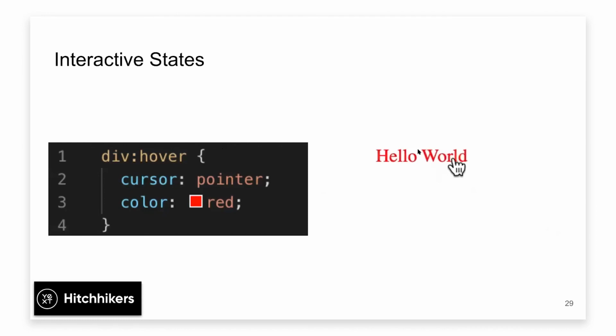Okay, so an example of a pseudo state. Talked a lot about it. Hopefully this example helps. We define the hover state to change the cursor to a pointer style and the color to red, and this example is doing exactly that.